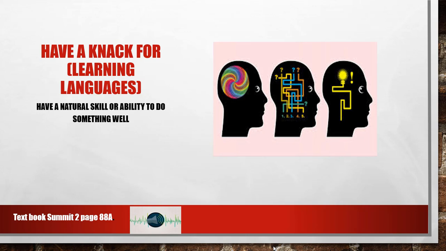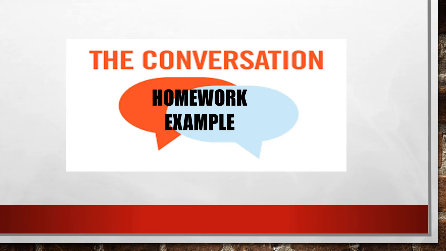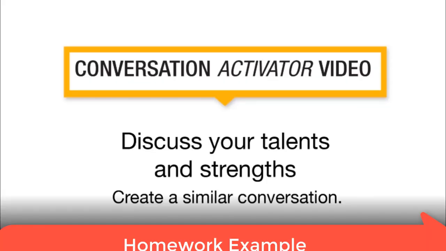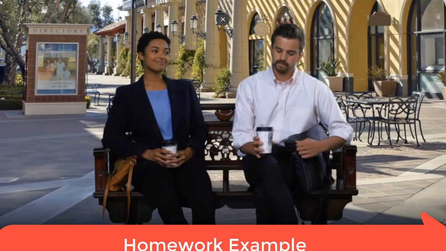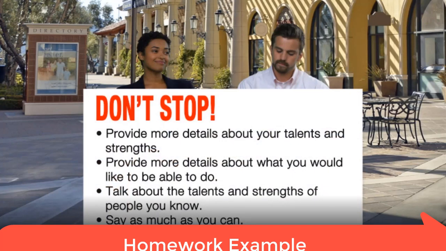Now let's look at a conversation example. This one is going to help you with your homework, okay? Role-play a conversation similar to the one in the conversation spotlight. Use the vocabulary and emphatic stress with the auxiliary do. Don't stop. Provide more details about your talents and strengths. Provide more details about what you would like to be able to do. Talk about the talents and strengths of people you know. Say as much as you can.